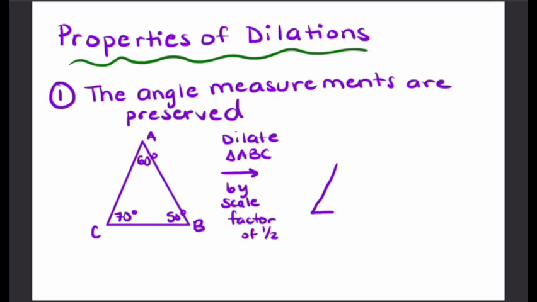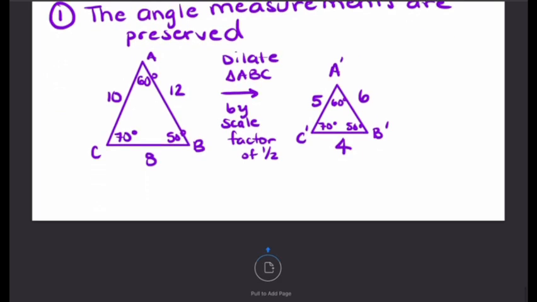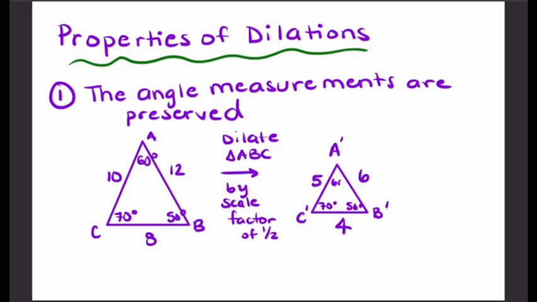So dilate triangle ABC by a scale factor of 1/2 or 1/3, whatever. It doesn't matter. So it's going to be half the size of the original triangle. Notice the side lengths are not going to be the same anymore. So let's say if AB was 12, now A prime B prime is 6. CB was 8, so now C prime B prime is 4. And let's say that AC was 10. Now A prime C prime is 5. So each of the side lengths shrank by a half.